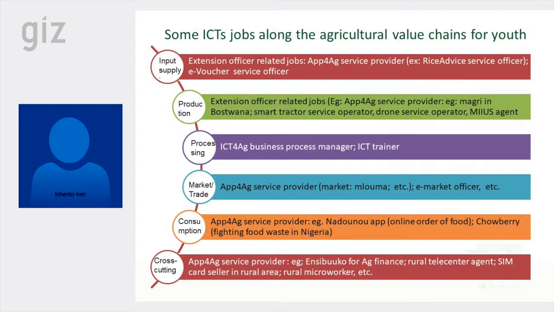We have many cross-cutting opportunities, starting from, for example, the selling of SIM cards, of course, that many people know, to the work around telecenters, rural telecenters that still exist in many countries. At that level, we have the offer of financial services facilitated by ICT. We have the example of Nsibuko in Uganda that is operating a platform, and CTA is working with them. We have other mobile payment services that youth can also get involved in, even in rural areas.